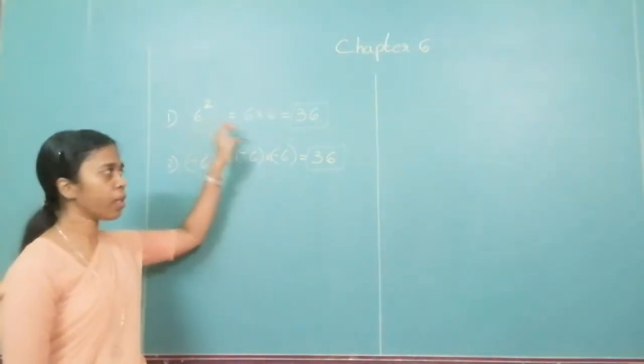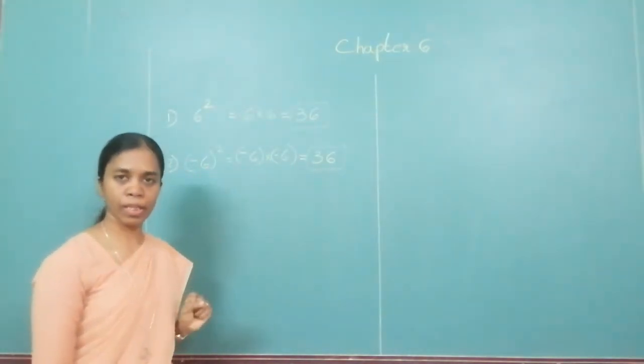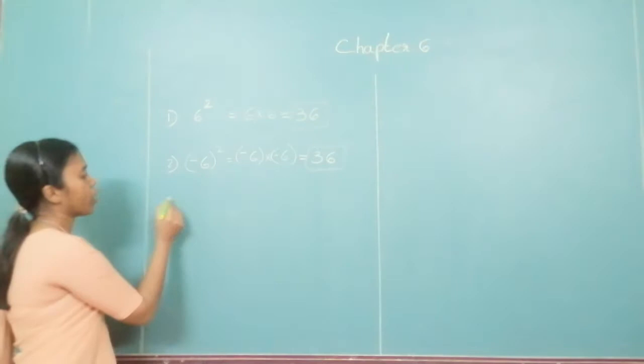6 square, we got 36. Minus 6 square also we got 36. Okay. Let us look at another example.